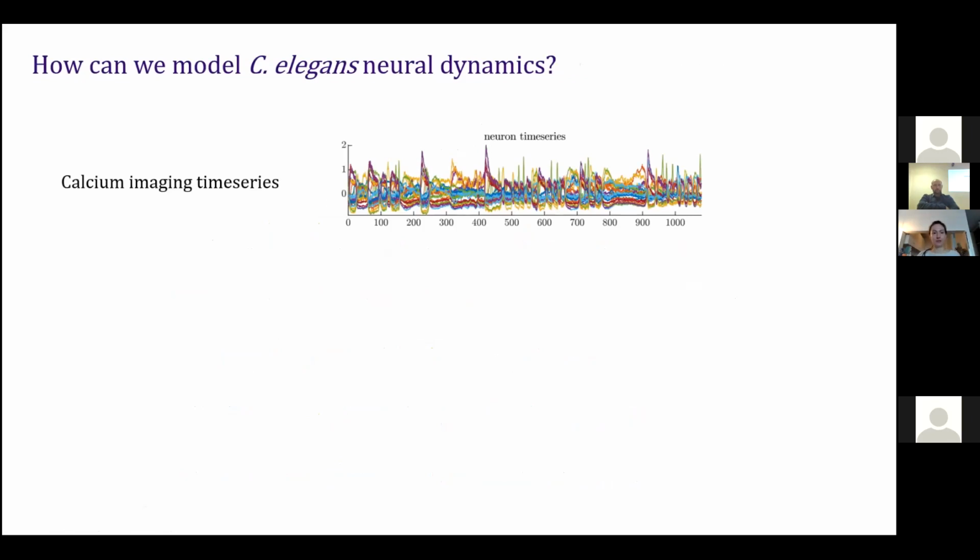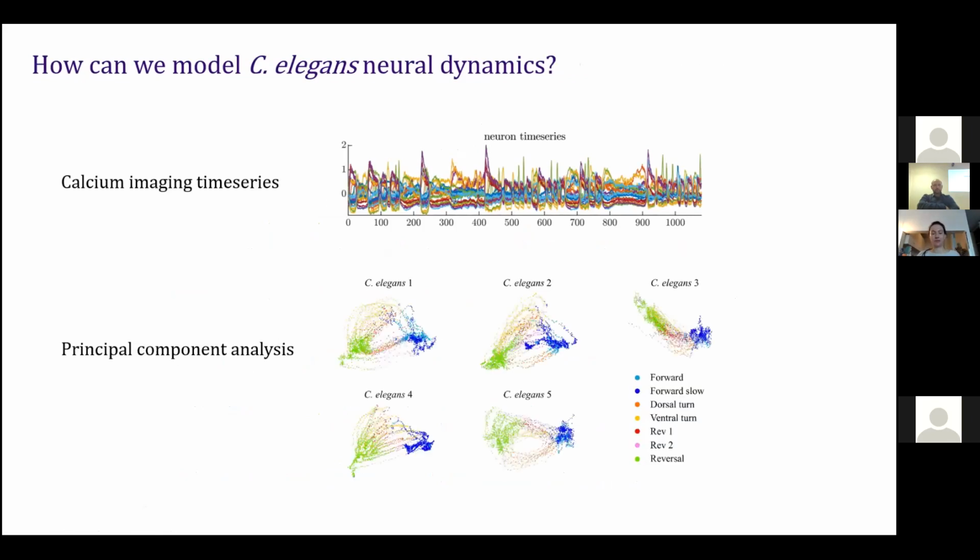So here's an example calcium imaging time series, and then the principal component analysis just showing the first 2 PCA mode time series over time. In the Zimmer model, they use 3 PCA modes here, and I'm just looking at the first 2, and then they're colored by their behavioral state.